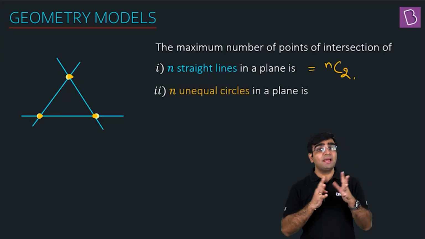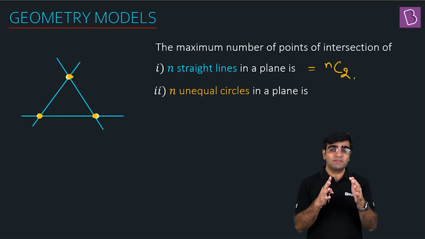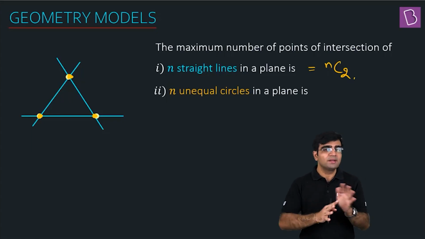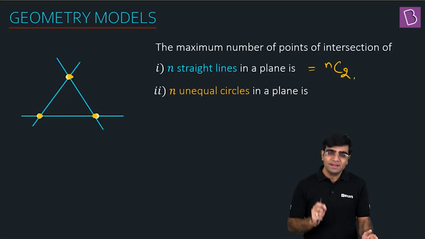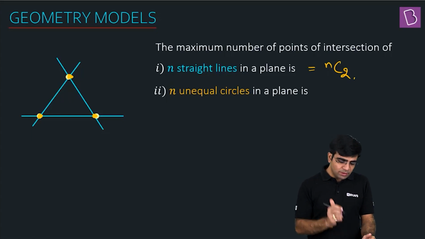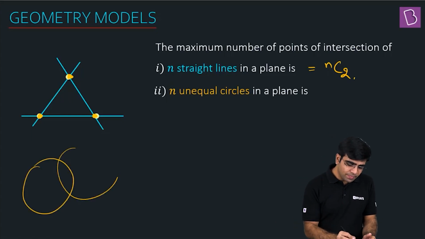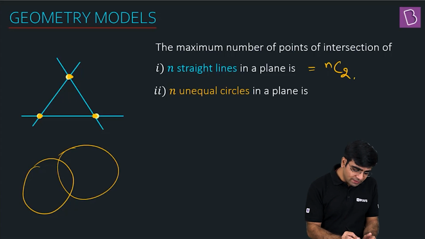So let's say I have n unequal circles, right? Because if I have equal circles, they might coincide, so I don't want to take that into account. I have n unequal circles. You take any two circles. If they are intersecting, they will intersect at 2 points.